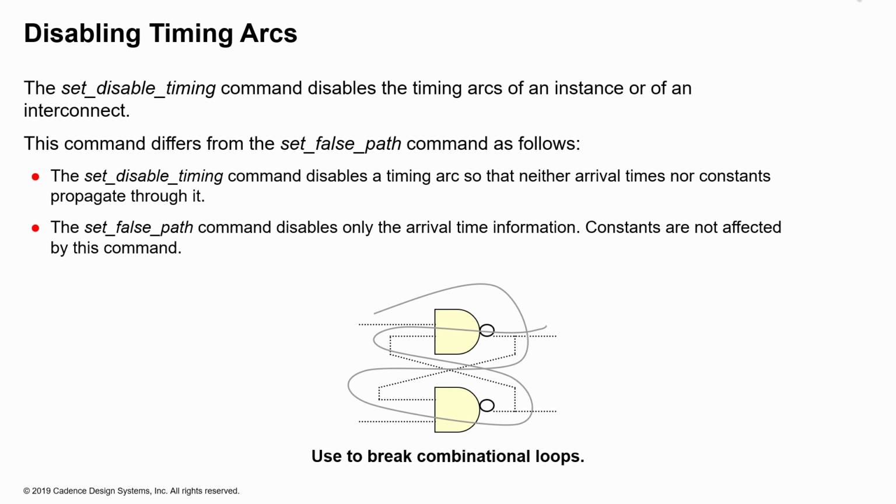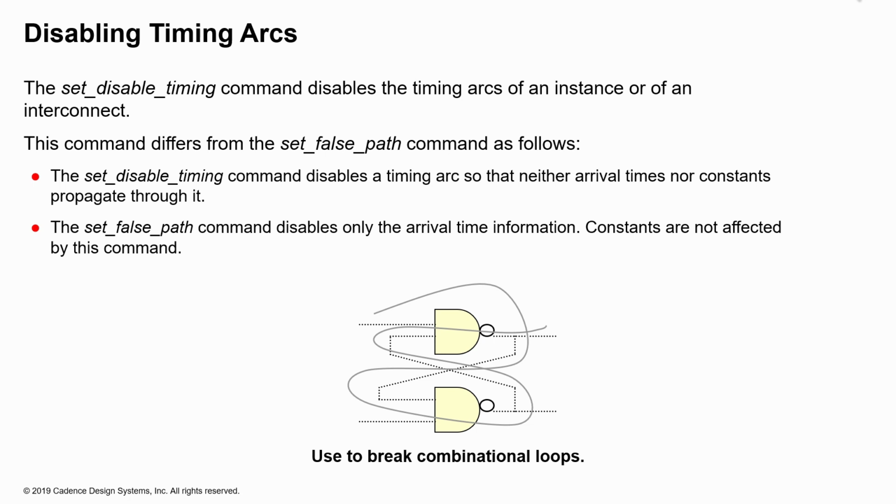So basically the set disable timing command disables the timing arc so that neither the arrival times nor the constants propagate through it, whereas with the set false path command it only disables the arrival time information but constants are not affected. So any constants that you set might actually propagate through that particular path and or timing arc.